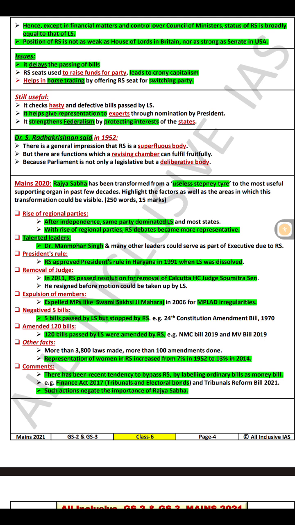Comment: there has been recent tendency to bypass Rajya Sabha by labelling ordinary bill as money bill. Example, Finance Act 2017's Tribunal and Electoral Bonds and Tribunal Reforms Bill 2021. Such action negates the importance of Rajya Sabha.